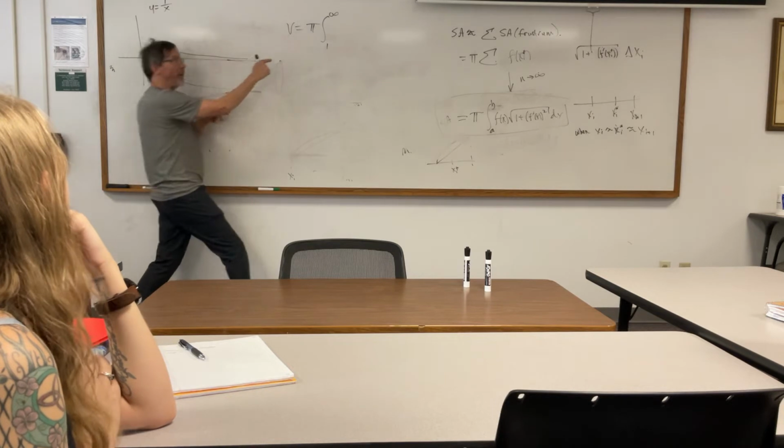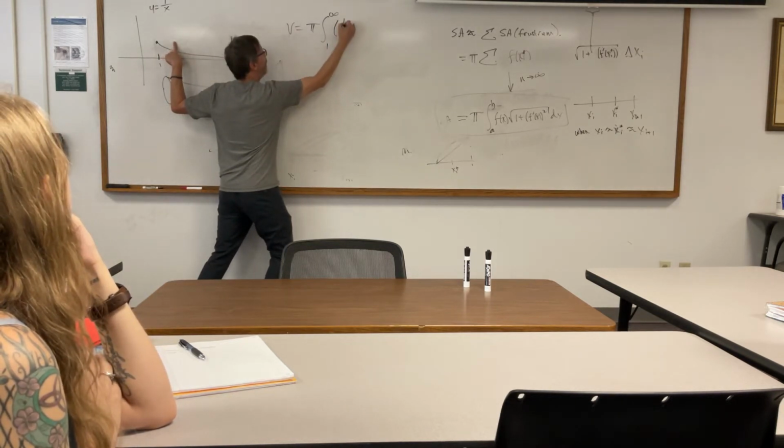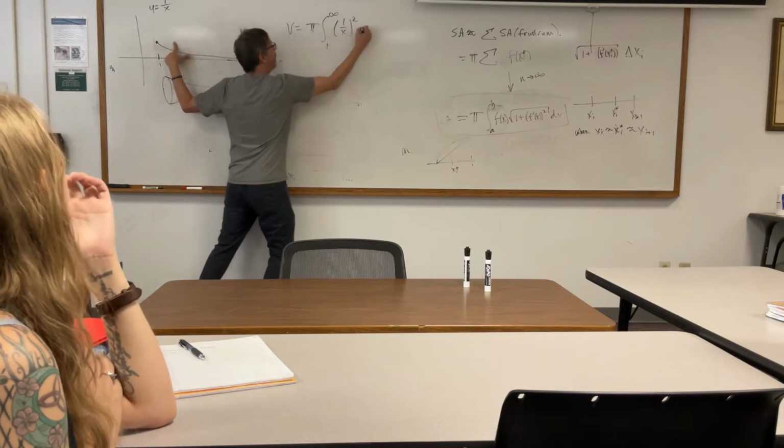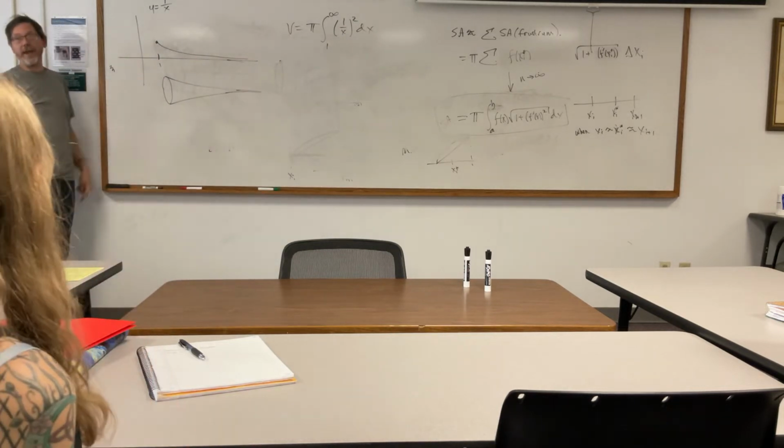Then what do I do with the function? Outer minus inner squared. Squared. Yep, just squared. So like that. So that's the volume of Gabriel's horn.